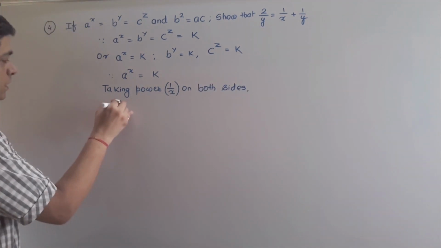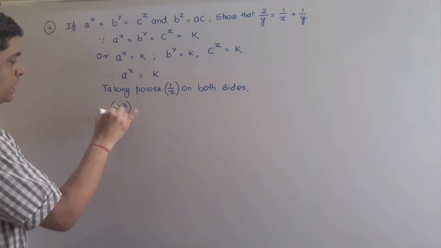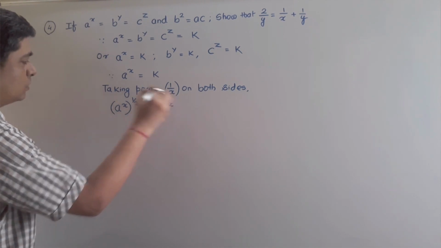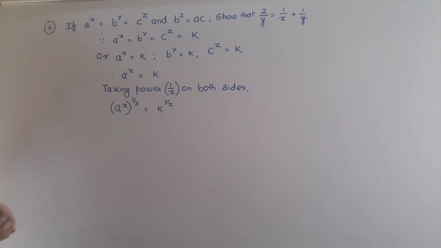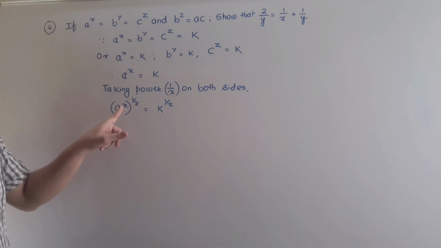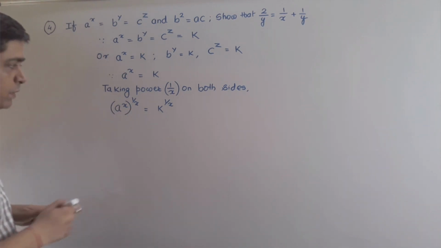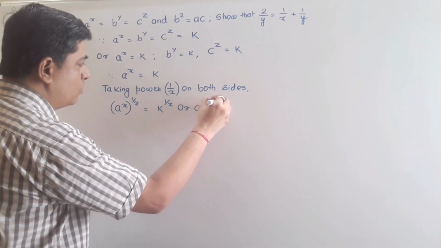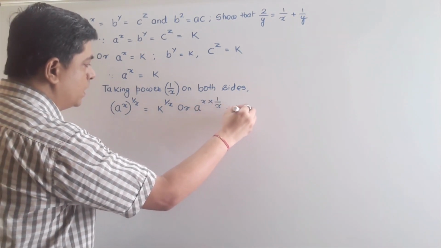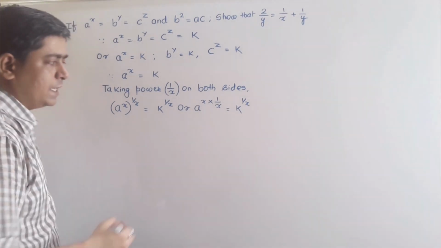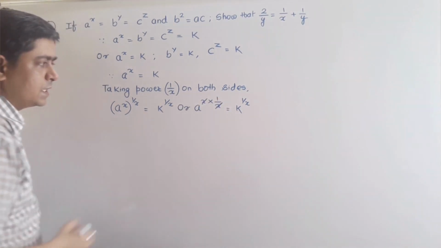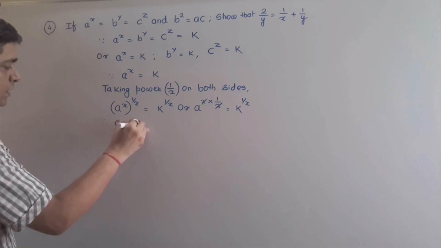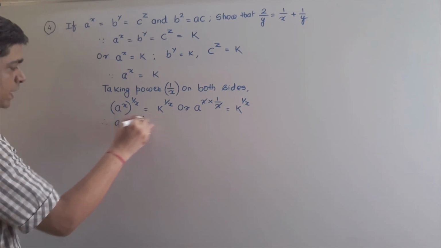So what will be next? A to the power x whole power 1 upon x, and k to the power also 1 upon x. Now you observe a has two different powers, x and 1 upon x. Both will multiply. So a to the power x into 1 upon x will be equal to k to the power 1 by x. Here x and x will be cancelled. So therefore what will be the final value of a? That is k to the power 1 by x.